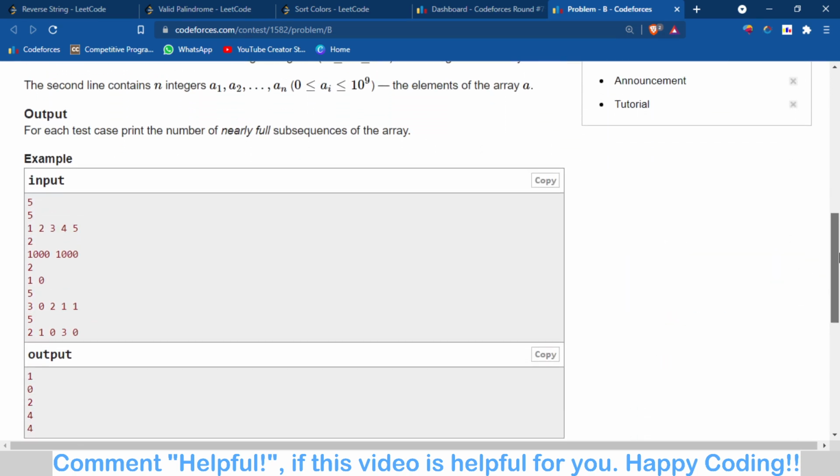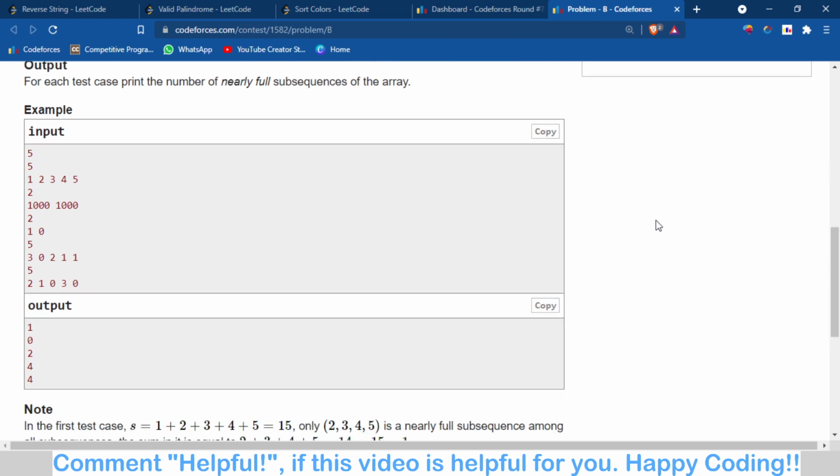So this is really a cool problem. I cannot say that it is an easy one, but it was a cool problem. So let's discuss it on the whiteboard. For example, let's take this test case, 3 0 2 1 1. So let's move to the whiteboard.